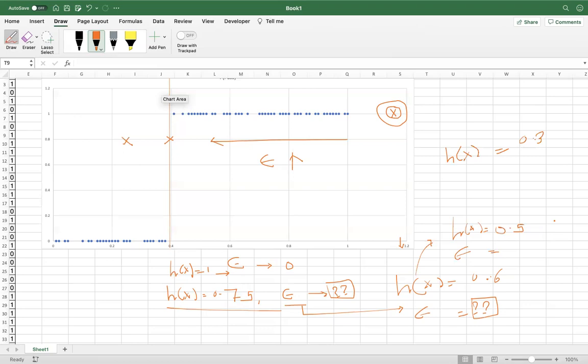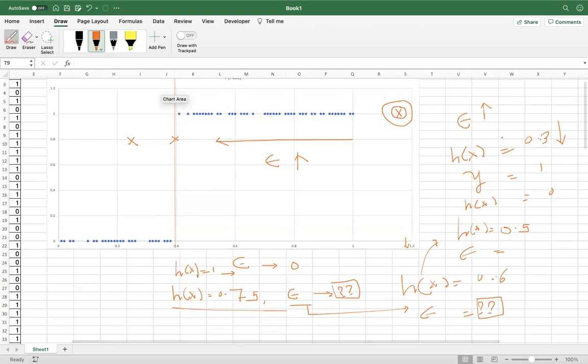It's increasing still, right? Because my actual y is equal to 1, which means the student passed. So if my y is equal to 1 and h of x is reducing, my error keeps increasing. Agreed? Correct. What if h of x is equal to 0? Then it's 100% error. So what will be my error?